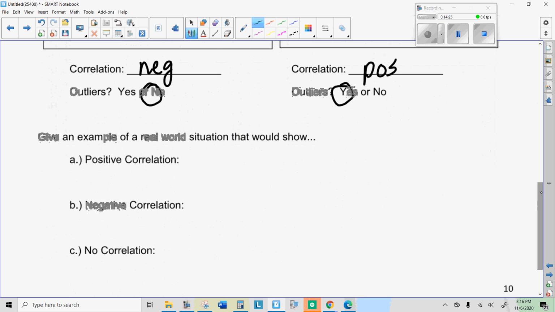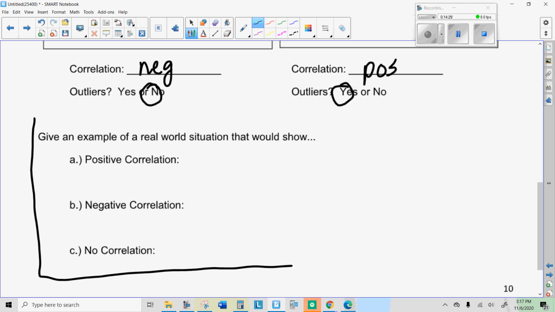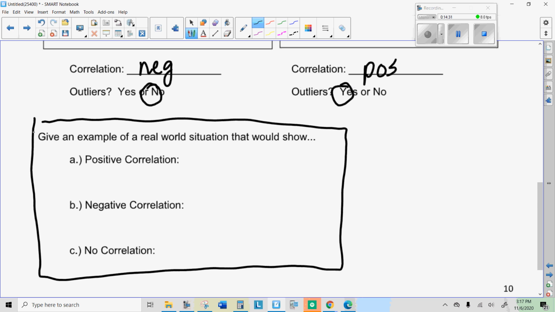Hey, you guys, for this one, I'm going to actually put this on the assignment, and I'm going to give you 3 examples. You have to pick the one that's positive, the one that's negative, and the one that's no correlation. All right?